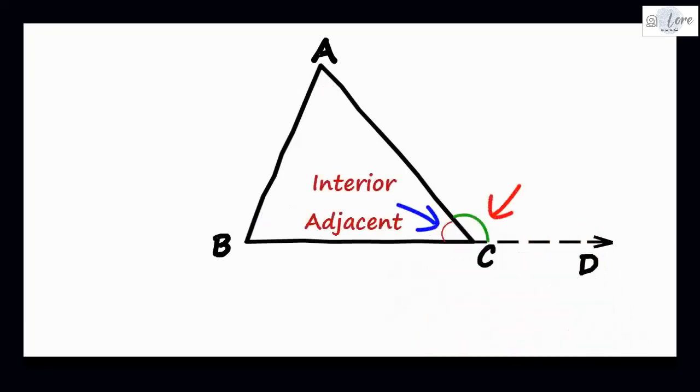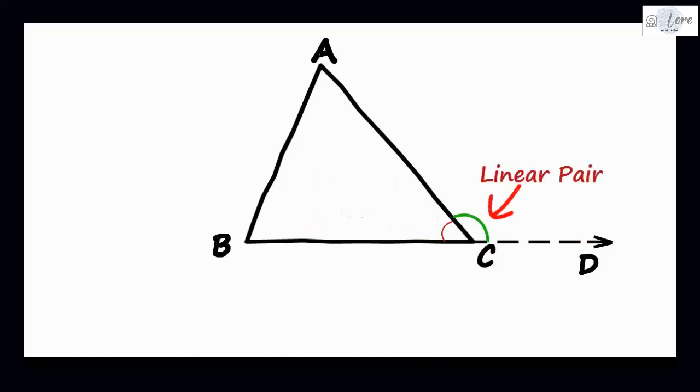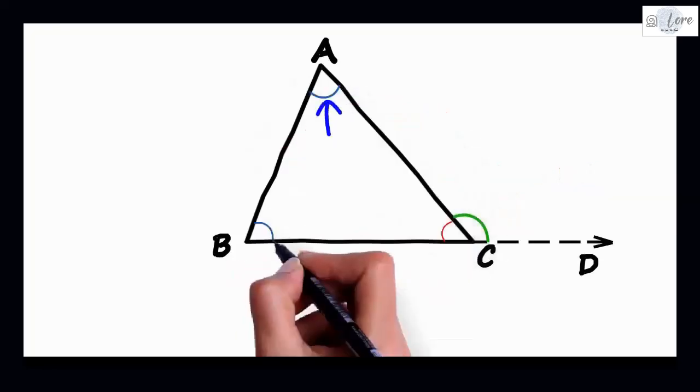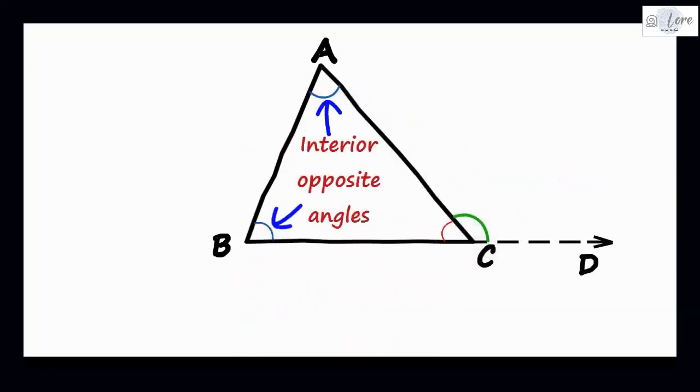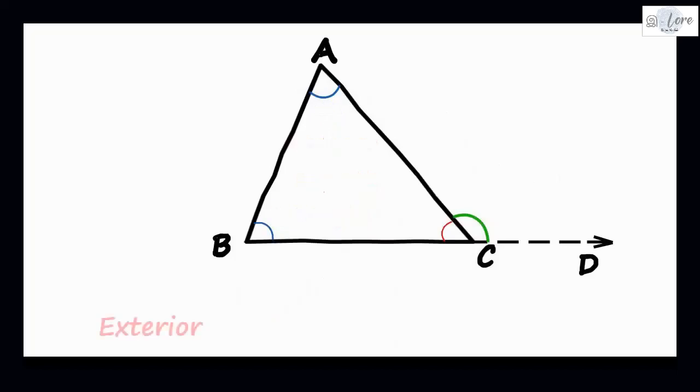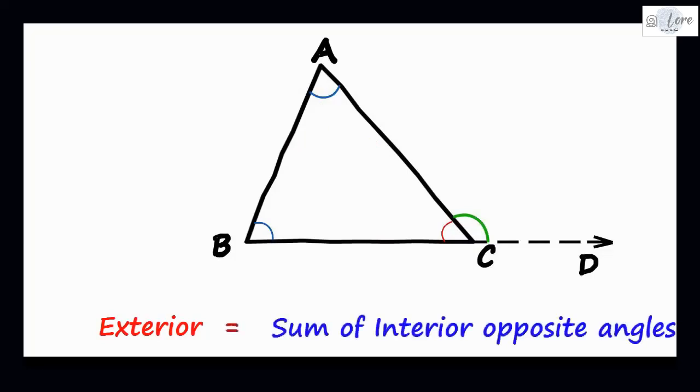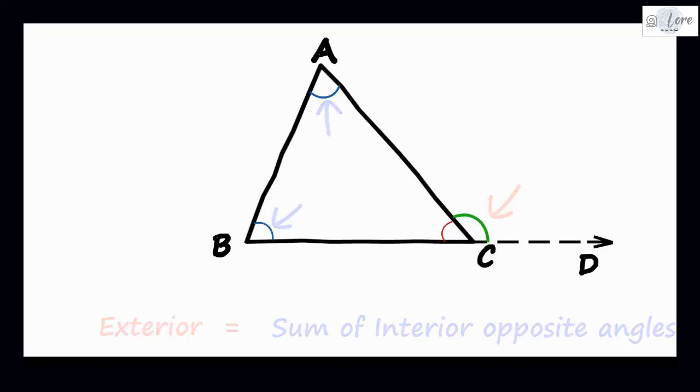The blue mark is the interior adjacent angle to the exterior angle. This concept comes under the linear pair. In a straight line, two angles are formed. Now A and B are called the interior opposite angles for ACD. And we know the property very clearly: the exterior angle of a triangle is equal to the sum of the opposite interior angles. So where is the exterior angle? ACD.